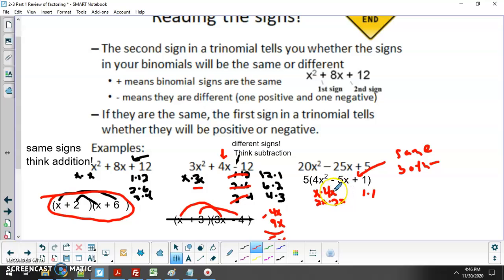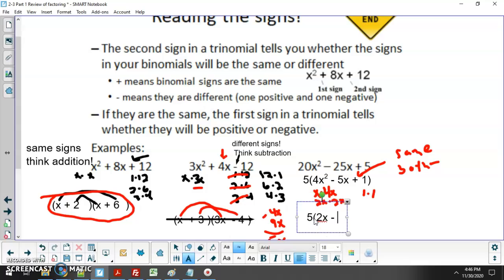All right. Now, let's see which pair works here. Okay, so once again, let's check. All right, so if we take 4x times 1, that's 4x. And then x times 1 is x. Now, since the signs are both the same, we are going to be adding to get the middle, okay? So same signs, think addition. Different signs, think subtraction. And here we have same signs, so we're going to be adding to get the middle. All right, so we have the 5 out in front. We're going to have 2x minus 1 and 2x minus 1.